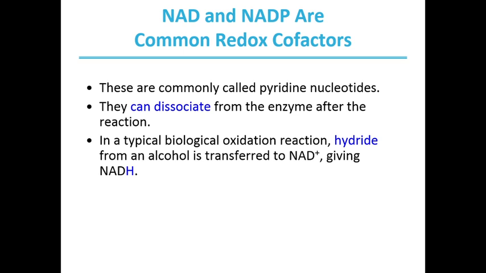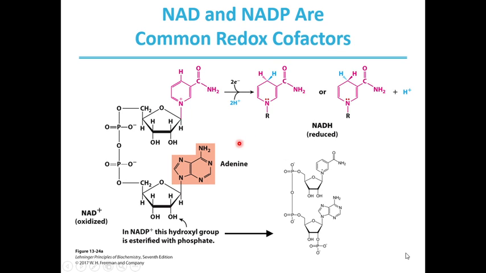So NAD and NADP are common redox cofactors. These are commonly called pyridine nucleotides. They can dissociate from the enzyme after the reaction. In a typical biological oxidation reaction, hydride from alcohol is transferred to NAD+, giving NADH. So structurally, the difference between NAD and NADP is that in NAD, this is just a hydroxy, whereas in NADP, this hydroxy is derivatized by a phosphate. But otherwise, the structure is very similar.